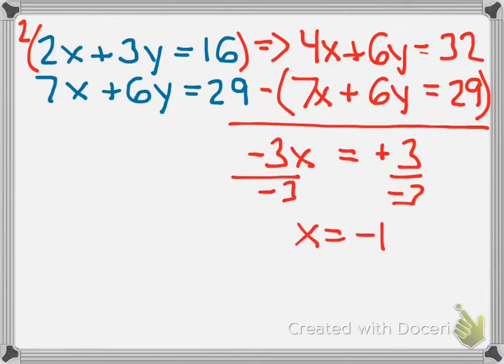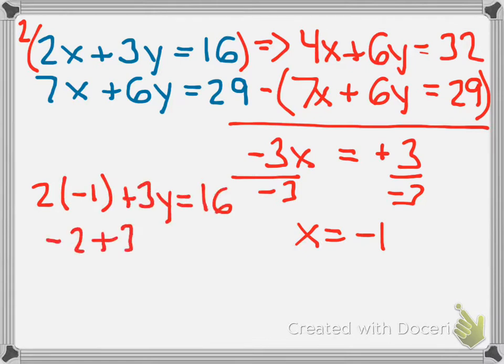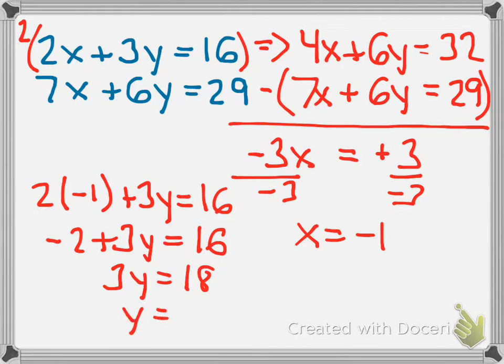All set to go. Take that negative 1 and plug it into either of the equations. I'll plug it into the first one. 2 times negative 1 plus 3y equals 16. I have negative 2 plus 3y equals 16. Running out of space. I'm going to add 2 though. 3y equals 18, therefore y equals 6. So my ordered pair is negative 1, 6.